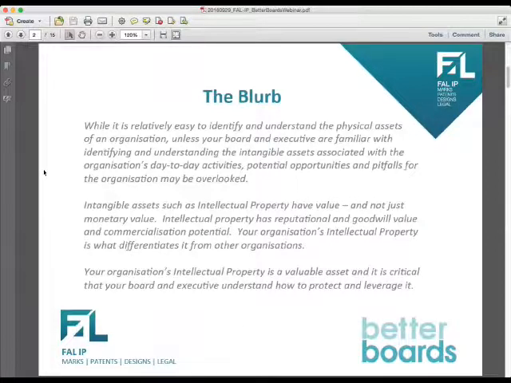So while it's relatively easy to identify and understand the physical assets of an organisation, unless your board and executive are familiar with identifying and understanding the intangible assets associated with the organisation's day-to-day activities, potential opportunities and pitfalls for the organisation may be overlooked. Intangible assets such as intellectual property have value, and not just monetary value. Intellectual property has reputational and goodwill value and commercialisation potential. Your organisation's intellectual property is what differentiates it from other organisations.